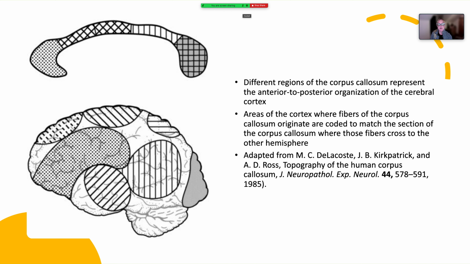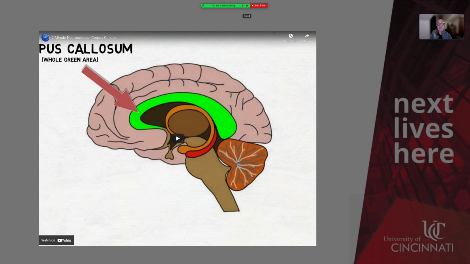The anterior part of the body carries fibers from the sensory and motor regions that abut the central sulcus. That's in this area. It appears that fibers from the area around the sylvian fissure associated with language function in the left hemisphere cross in the posterior part of the body or isthmus. That's in this area. And finally, the splenium carries the fibers connecting the visual areas to the occipital lobe, and that's in this area. Here's a quick video explaining the anatomy of the corpus callosum.